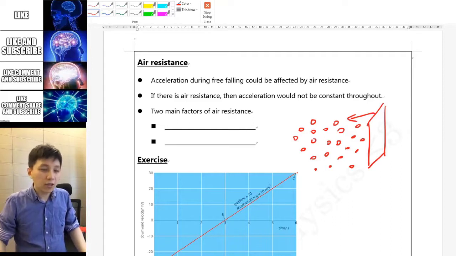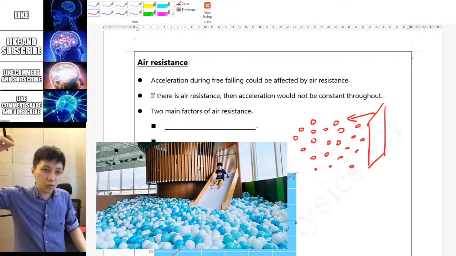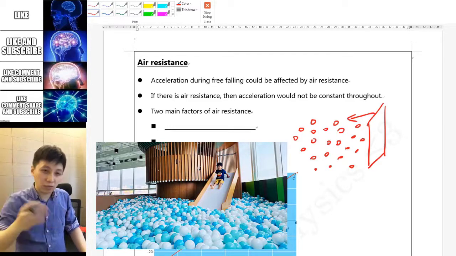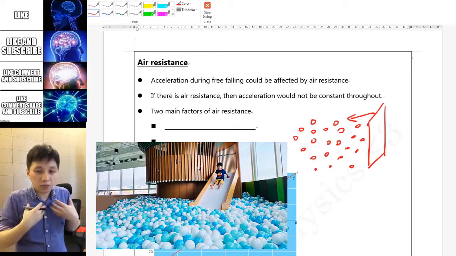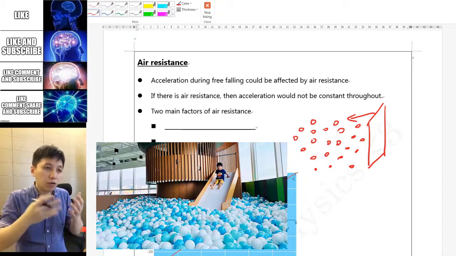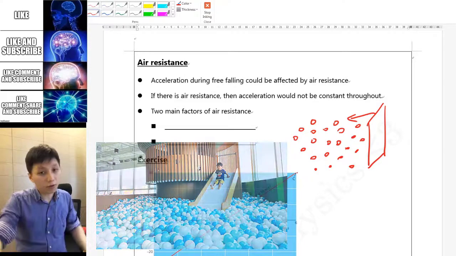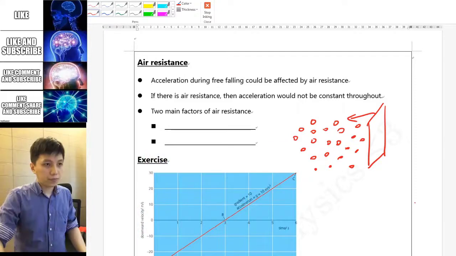And this is the formation of air resistance. Just like when you go to those kids' playgrounds, you see those plastic balls. When you try to slide down or jump into them, you get slowed down because the speed, the energy from you, got transferred to the balls, and that's why you got slowed down.